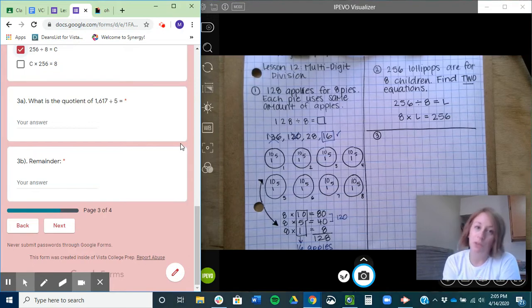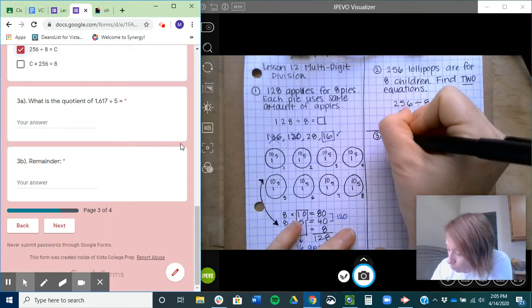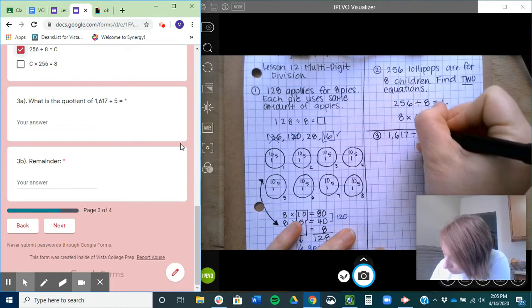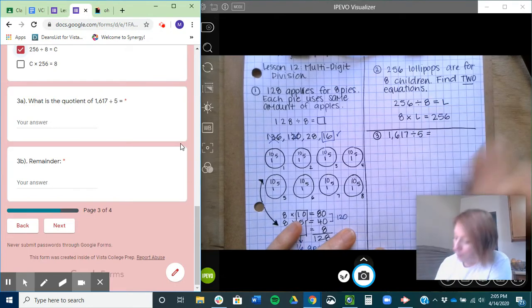When I continue to read question number 3, I notice that it asks for a remainder. What is a remainder again? That's right, leftovers. So when we are solving this problem, we're going to have leftovers. But first, let's go ahead and write it on our scrap piece of paper. We are dividing 1,617 by 5.